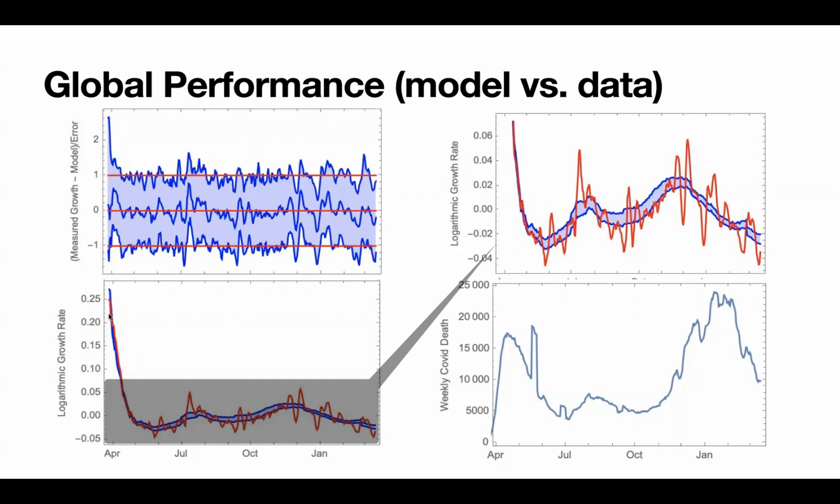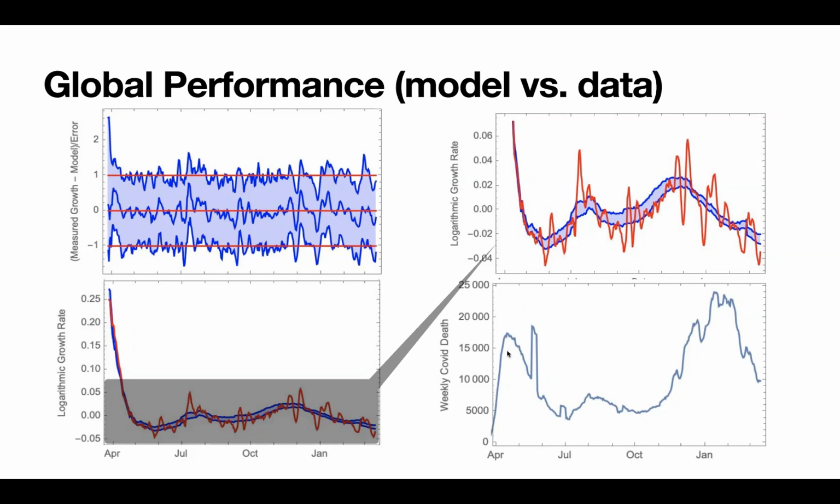This is the logarithmic growth rate averaged across the US. You could compare it with the weekly COVID death that's reported. So essentially, these are the logarithmic derivative of the reported deaths. And you see basically there are 3 major peaks here, right? The first, second, and third peak.